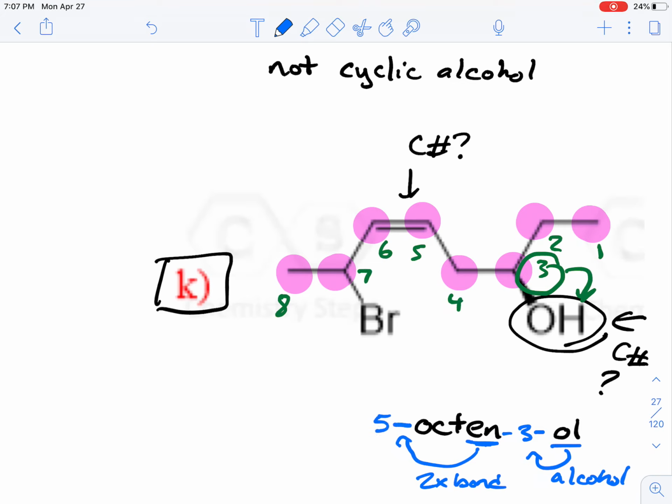Okay. And so as I'm going from left to right, boom, I hit carbon 3. There's my alcohol. As I go from, I'm sorry, not left to right, as I go from right to left, I hit my alcohol. Right to left, I hit my carbon in which my double bond is going to start. Okay. And then as I'm continuing, I hit this bromine that's on carbon 7, so 7 bromo.